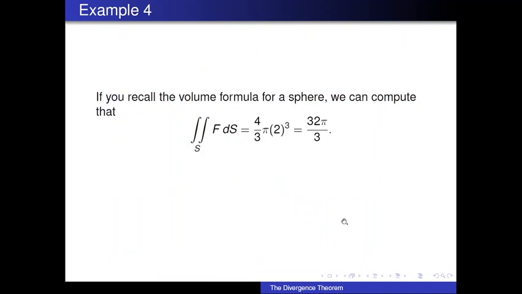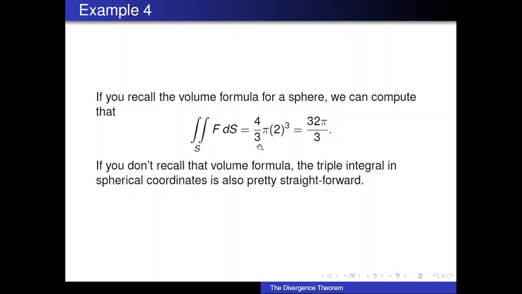Okay, and so if you recall the formula for the volume enclosed by a sphere, the volume of a solid ball, that is something like 4/3 pi times the radius cubed, you can compute this surface integral without actually doing any integration at all, right? So we know that that ball had radius 2, so we compute that this becomes 4/3 times pi times 2 cubed. That becomes 32 pi over 3. All right.